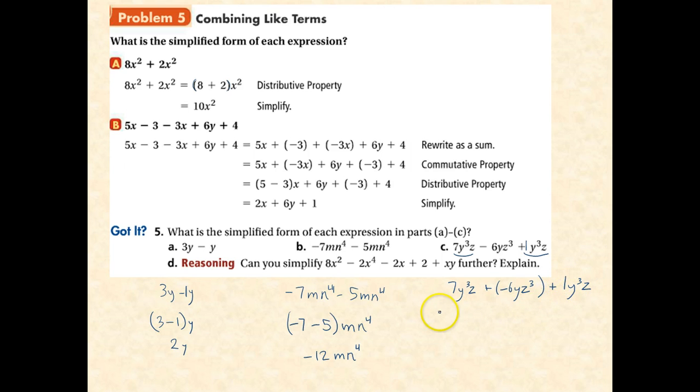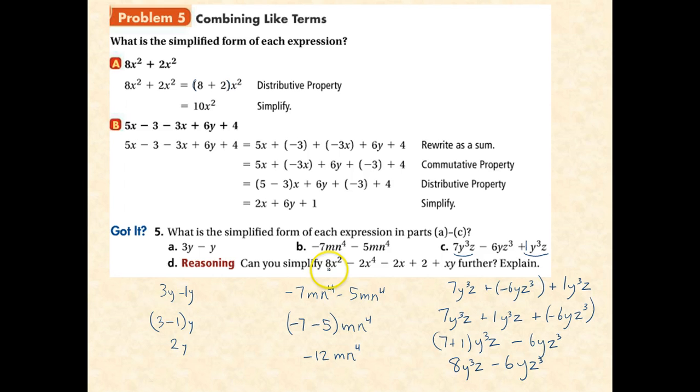So commutative property says I can change the order of addition. So plus 1y cubed z plus negative 6yz cubed. And now distributive property says I can put 7 plus 1 times y cubed z minus 6yz cubed, and 7 plus 1 is 8. So I got 8y cubed z minus 6yz cubed. No more like terms and no parentheses, so this is simplest form.